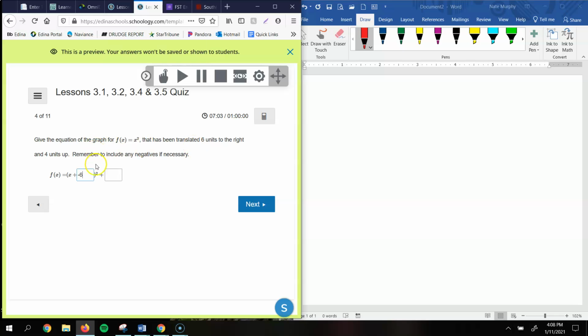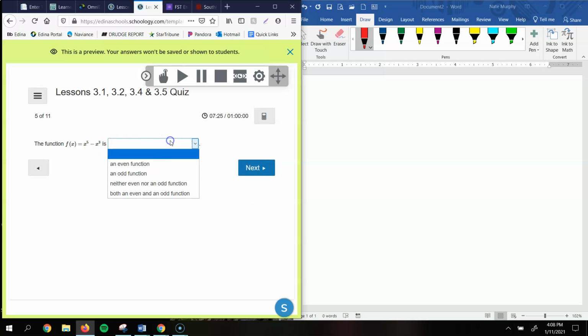Because it's going to go 6 units to the right. Remember, if this had been x minus 6, that means it would move to the right 6 units. If it had just been x plus 6, that would actually move it to the left 6 units. So whatever happens to the x, we do the opposite. Now vertically, it's going to stay the same. So it's going to go 4 units up, so it'll just be a positive 4.